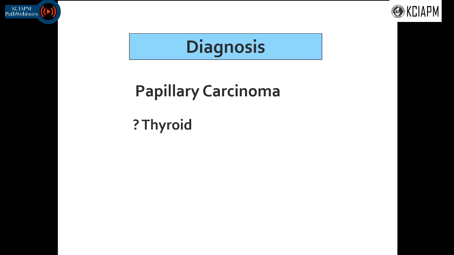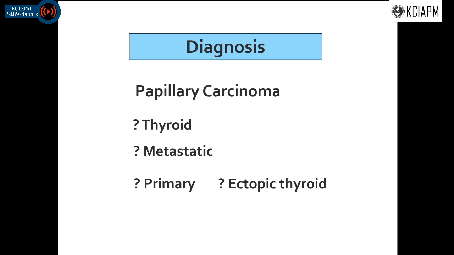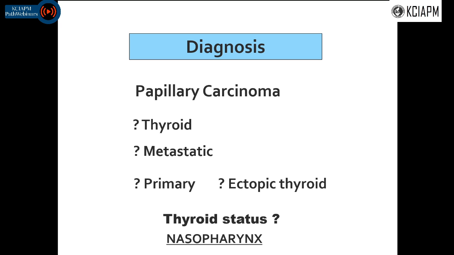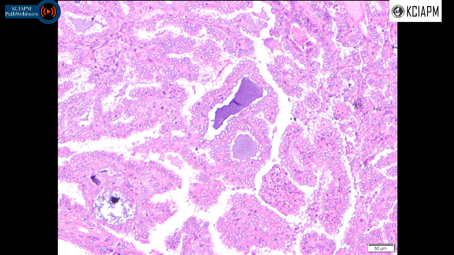So here we have a papillary carcinoma of the thyroid, but the question is, is it metastatic, or is it arising from the so-called ectopic thyroid, if that is primary? And what is the thyroid status in this child? And now we have the origin, this is from the nasopharynx. So this was very puzzling.